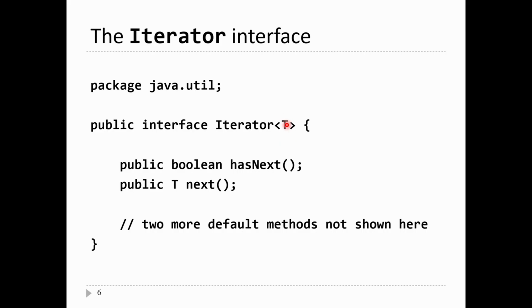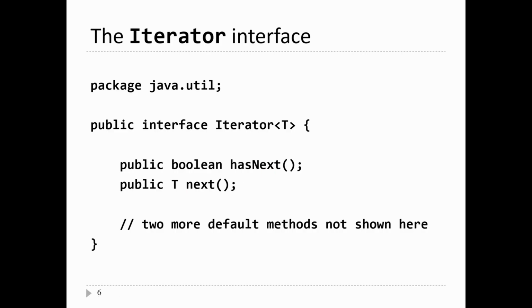This thing T is the type of element that you are iterating over. So if you have an array list of strings, the ArrayList class produces an iterator where T is String. It iterates over a sequence of strings. In our range example, we're iterating over a sequence of integers, so our range class is going to produce an iterator where T is Number. That's the element type that you're iterating over.